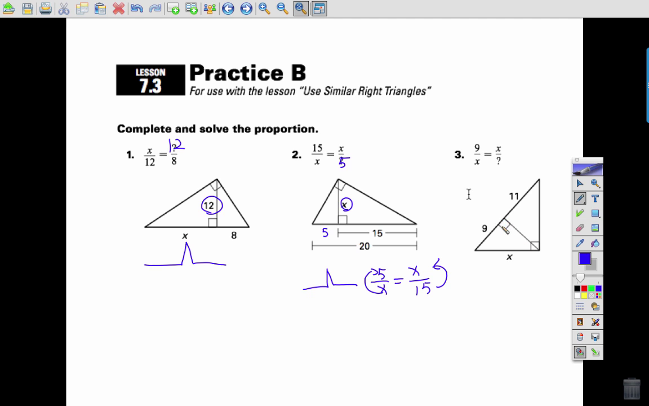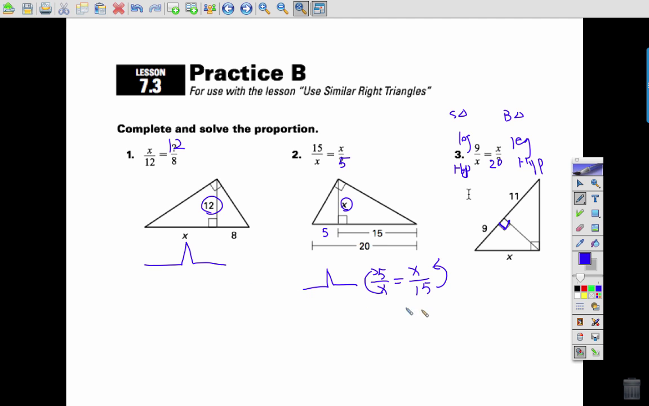So notice, if this is the right triangle, isn't x my hypotenuse? And 9 is one of my legs, right? And therefore, when I look at the big triangle, x is my leg of the big triangle. So this is the smaller triangle. This is the big triangle on the right-hand side. If x is my leg, I've got to look for my hypotenuse here. My hypotenuse is 9 plus 11, so that should be 20 there.